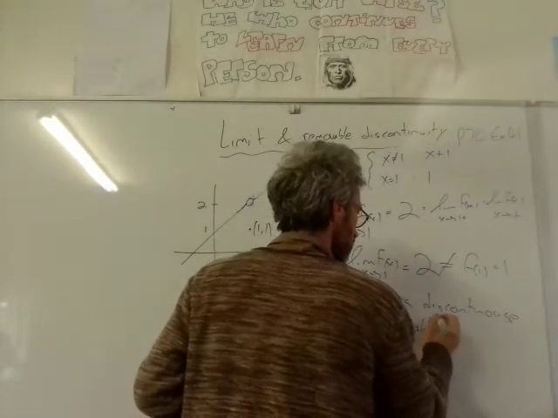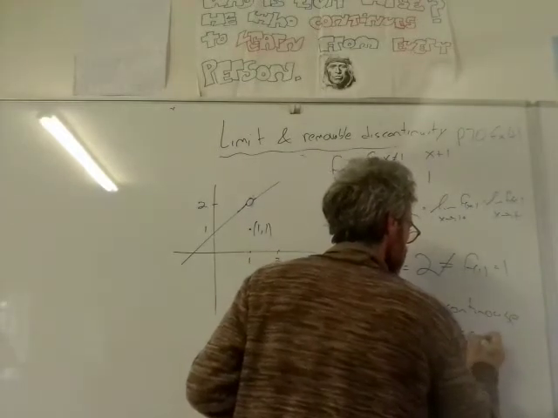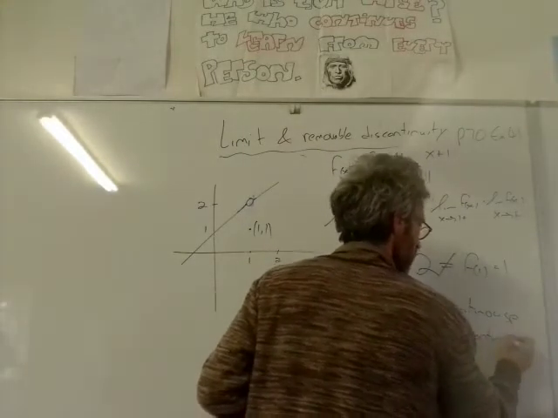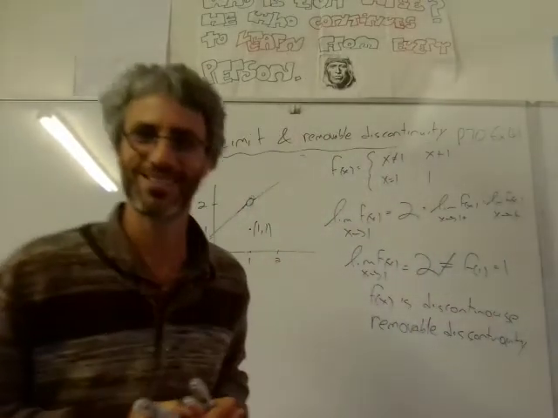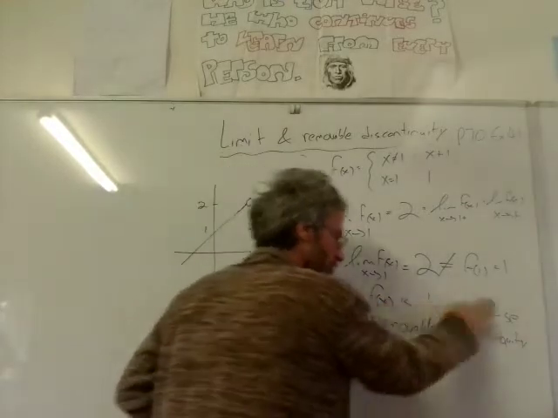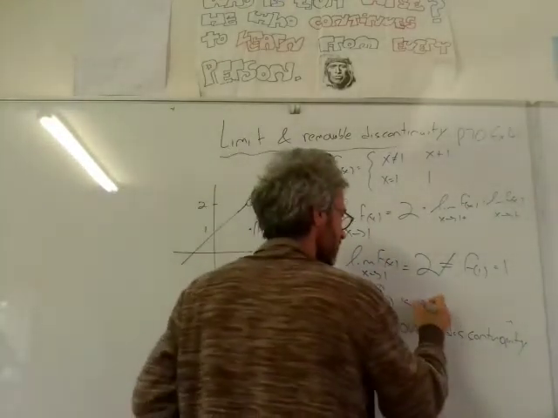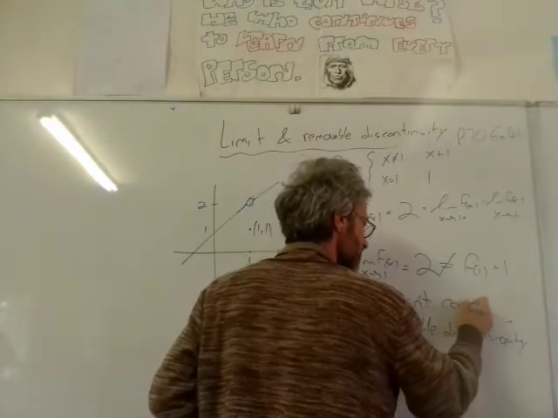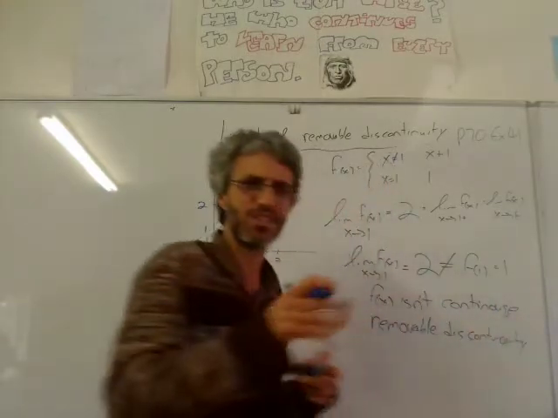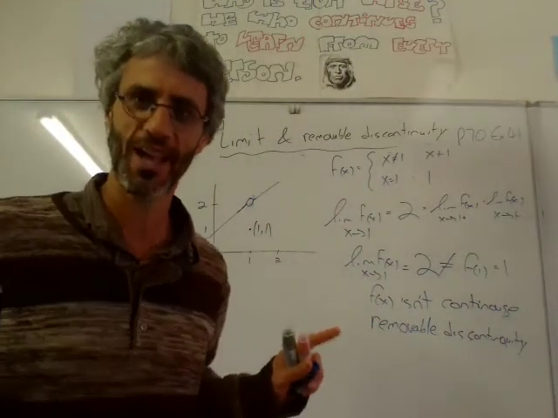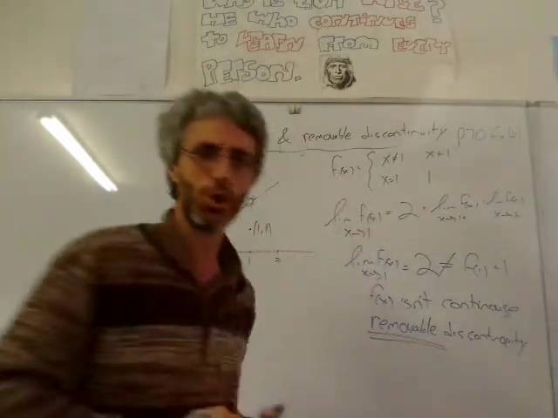Removable discontinuity. I'm spelling it wrong. Now I'll also change one little thing. We don't say that f of x is discontinuous. We just say that f of x is not continuous. It's just the language. We don't say it's discontinuous. It's not continuous. And there is a discontinuity, and it's a removable discontinuity.